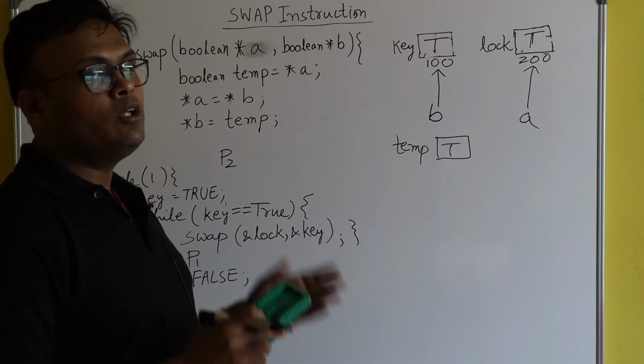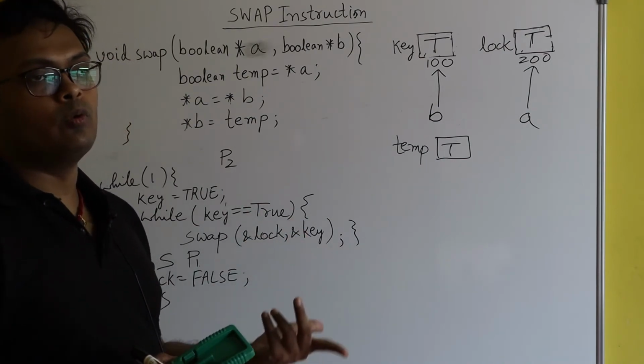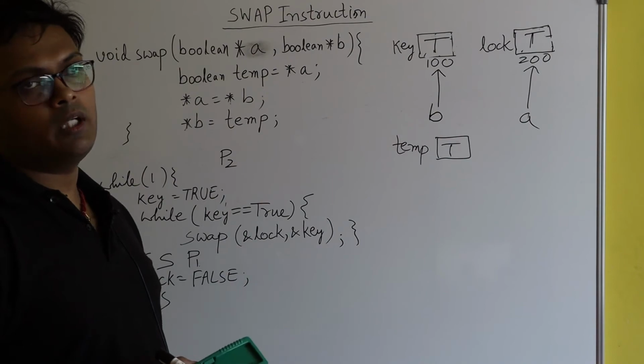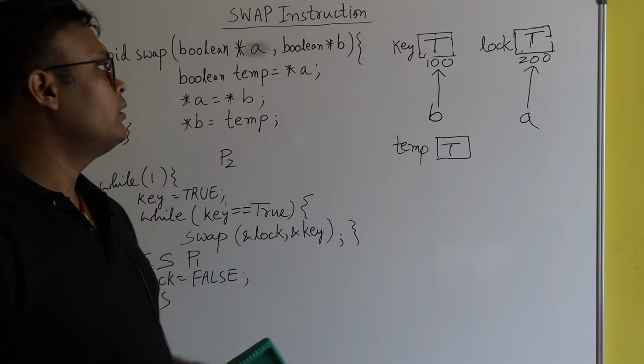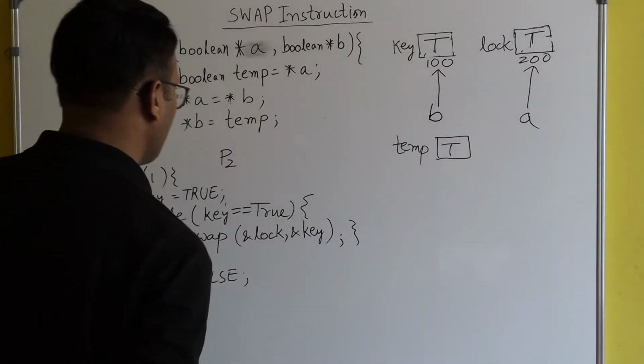If there would have been true and false, then the value can be swapped as false and true. But here it is true and true, so what can you swap? Nothing. So here you see the value of key remains true.